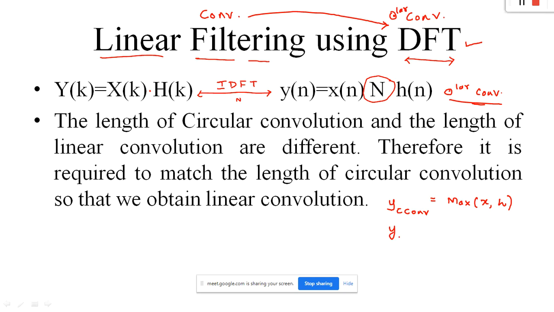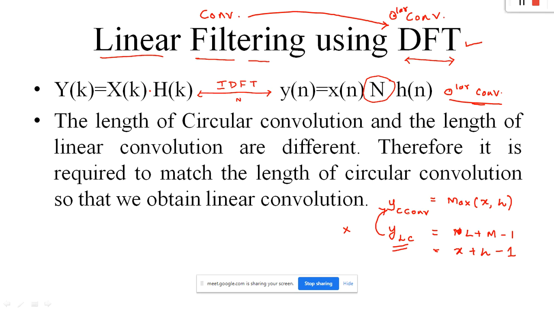But when you go for linear convolution, this length is equal to n, and this length is equal to L plus M minus 1, that is, the length of input x plus the length of input h minus 1. So this length will not match, is it not? I am performing linear filtering. Linear filtering is nothing but I should get the output as good as a linear convolution.